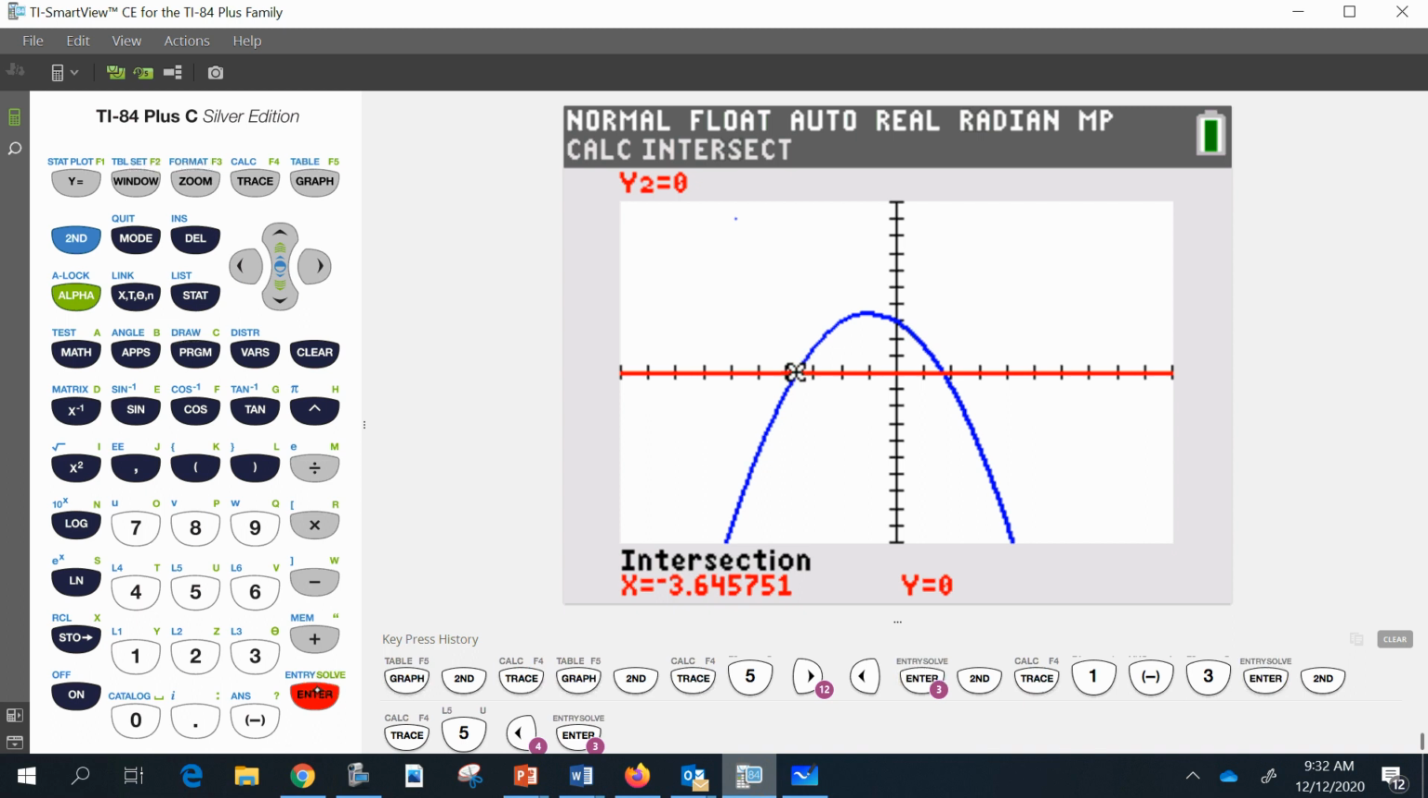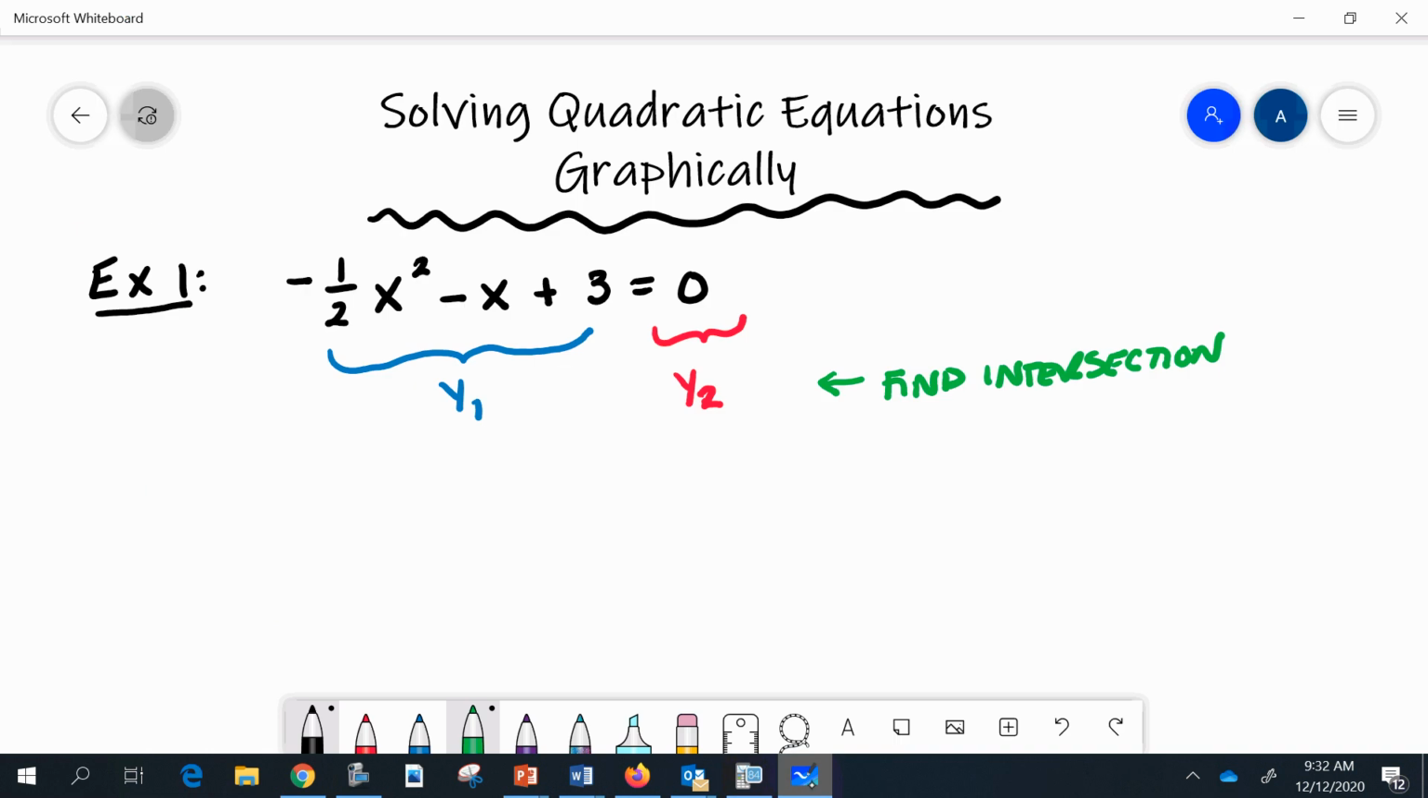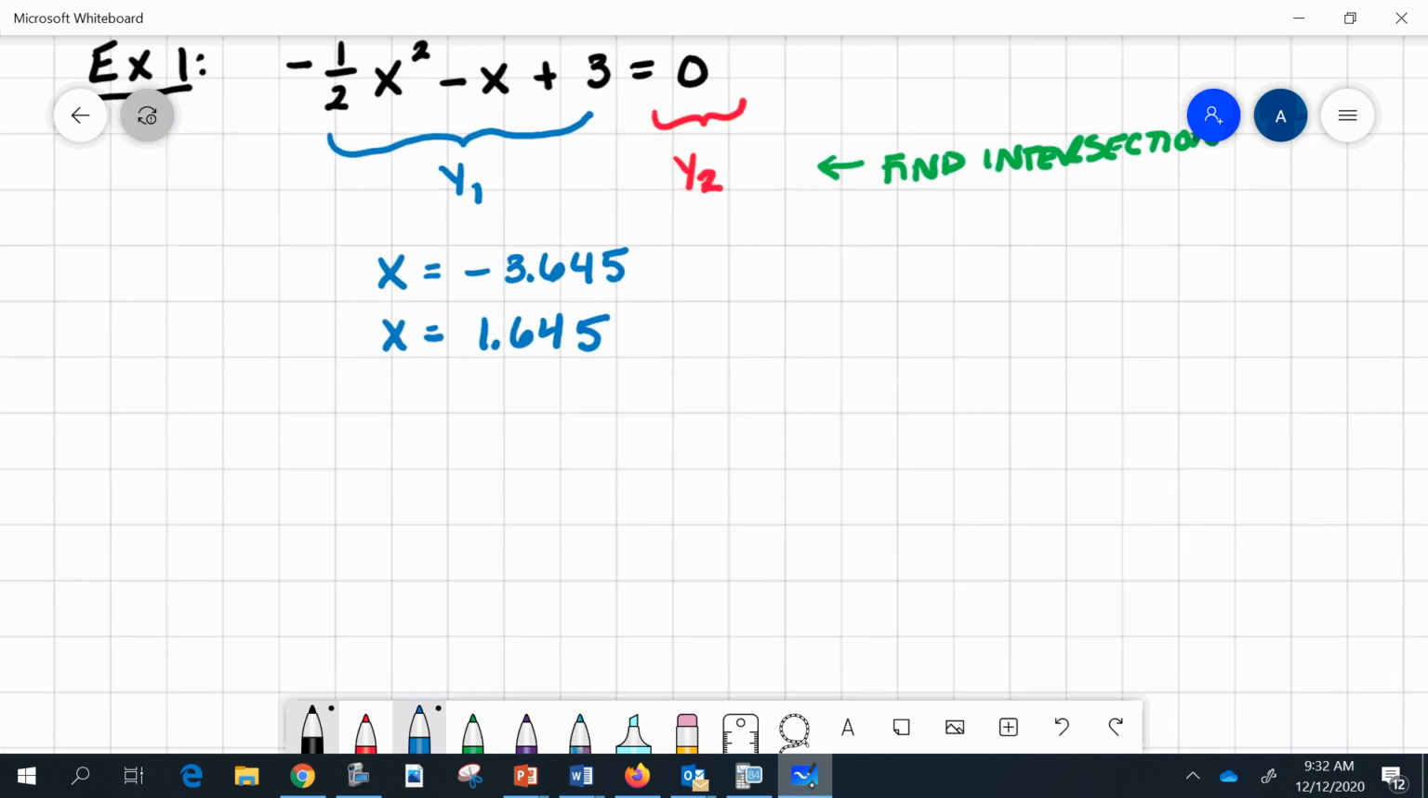Okay, and those are the 2 solutions to this equation. So we would say x is equal to negative 3.645. Again, you can either round the 5 up because of the next digit, or you can truncate and just give the first 3 decimals. Both are acceptable means for rounding. All right, and 645, and those are the solutions that we just found graphically.